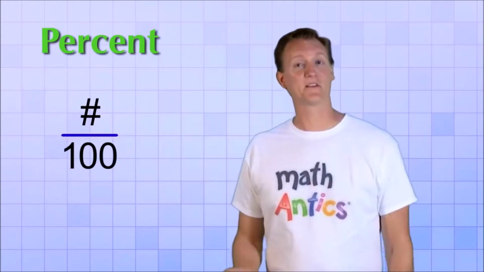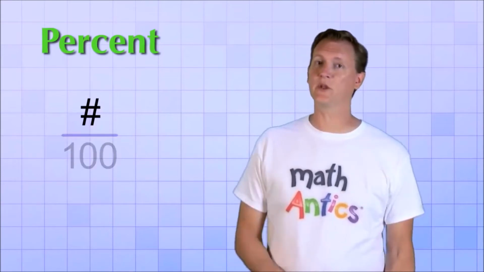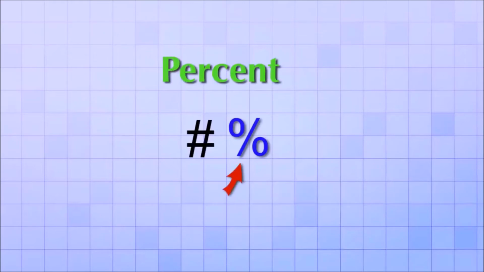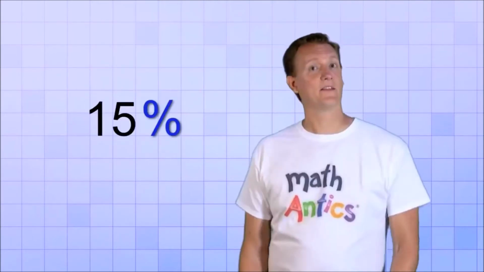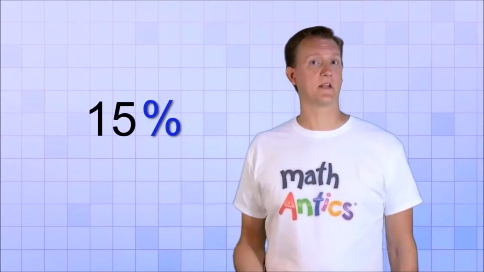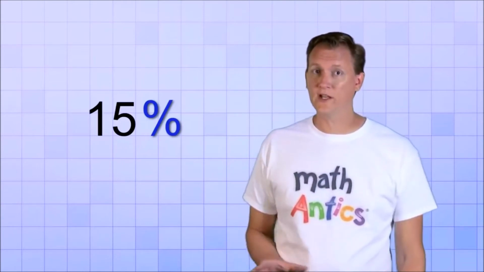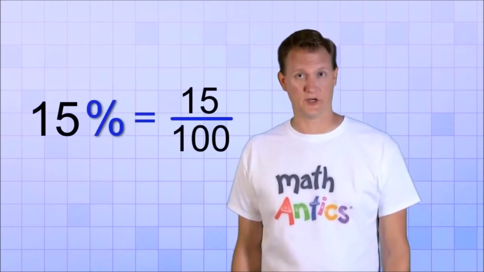In fact, because the bottom number of a percent is always 100, we don't even write it. Instead, we use this handy little symbol called a percent sign. Whenever you see this symbol after a number, it means the number is a percent. It's really a fraction with 100 on the bottom, but it's just being written in this more compact form. Like this number 15 here. It's got the percent sign after it, so we read it as 15%. And because a percent is really a fraction that always has 100 as the bottom number, we know that it means the same thing as 15 over 100.